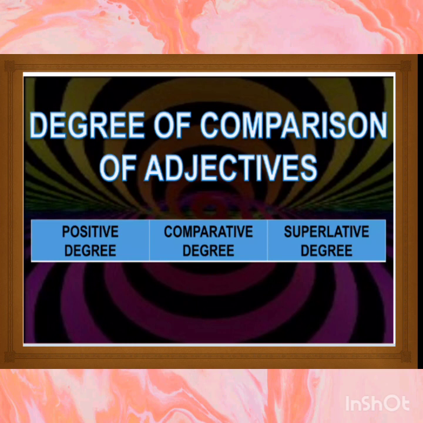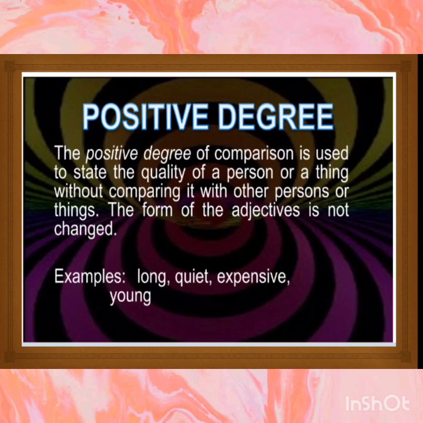We can use 3 degrees of comparison of adjectives. First is positive degree, second is comparative degree, third is superlative degree. Positive degree. The positive degree of comparison is used to state the quality of a person or a thing without comparing it with other persons or things. The form of the adjectives is not changed. For example, long, quiet, expensive, young.